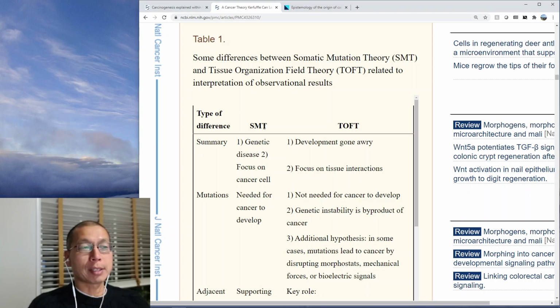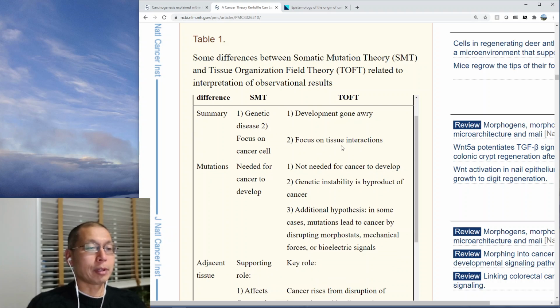And the people that posit this TOFT theory say that's exactly how the body behaves during development. During development in embryology, your cells grow rapidly, they invade other tissues, and they move throughout your body. So in this table, between the two, they say that somatic mutation theory says that it's a genetic disease and it focuses on the cancer cell. TOFT says that basically cancer is development that's gone awry. So it's cells acting like they do during the embryologic phase when they shouldn't be, and it focuses on the interaction of the tissues.